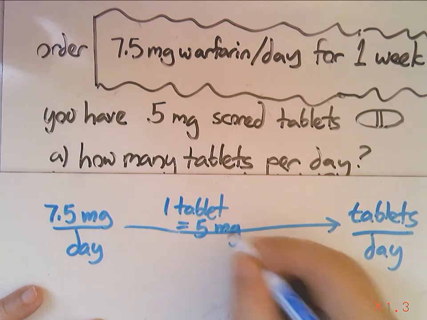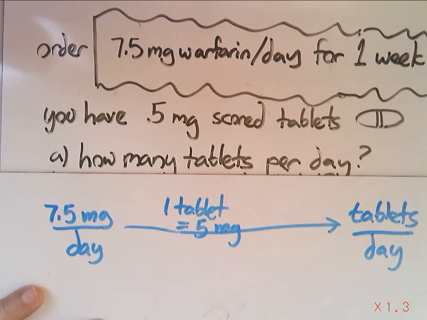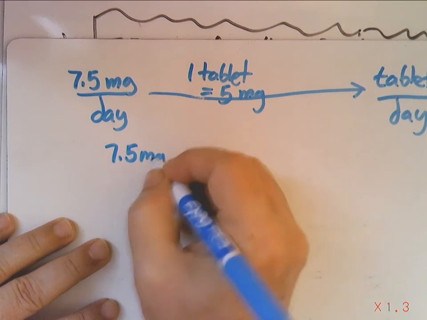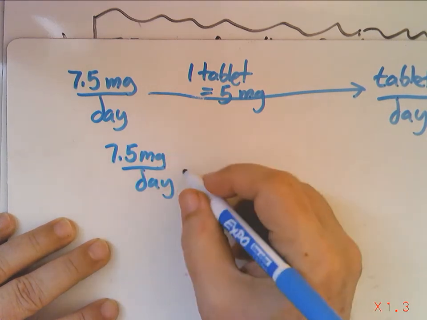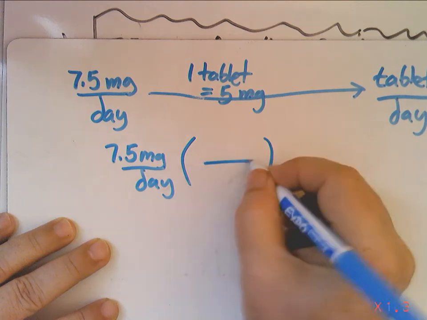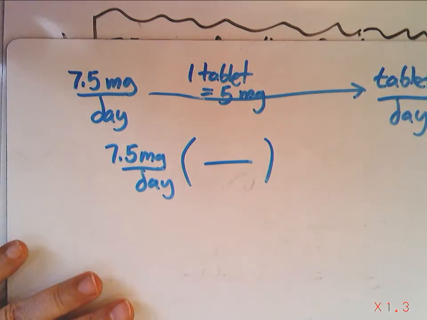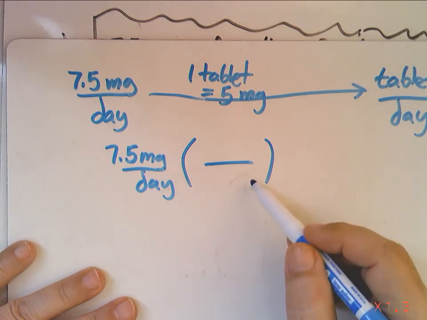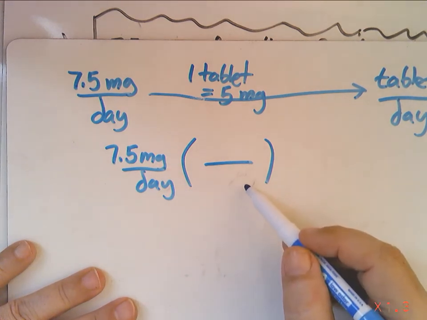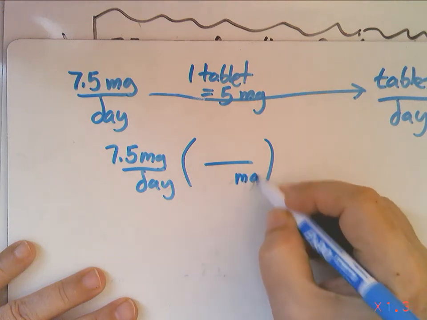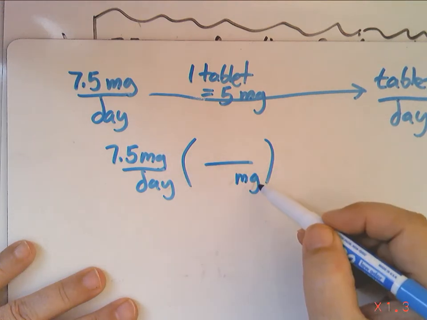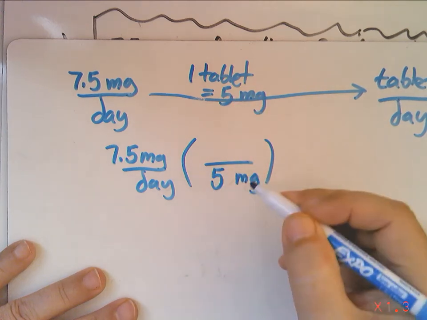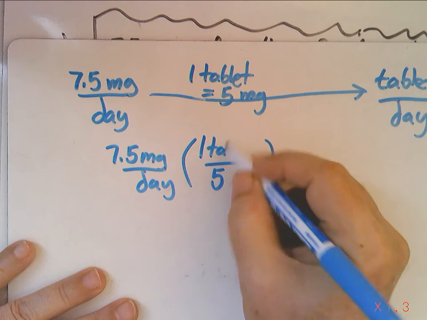One tablet is 5 milligrams of warfarin. There's my roadmap. Let's turn it into a calculation. Now what I have to do to turn it into a calculation is turn that link into a conversion factor, a fraction. Now I want to get rid of milligrams and get tablets. So what am I going to put on the bottom here? If you put milligrams on the bottom, the milligrams will cancel out. And if you put milligrams on the bottom, you have to have a 5 sitting next to it. And the one tablet is going to go on the other side.